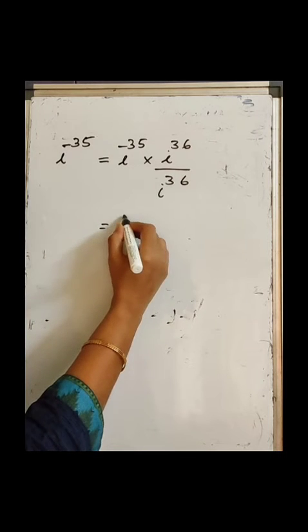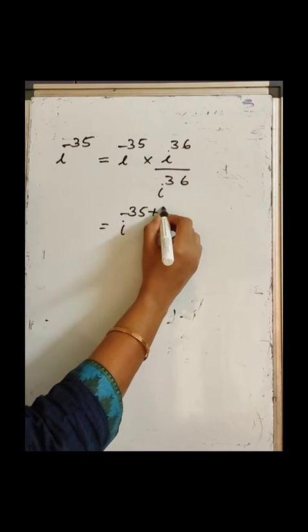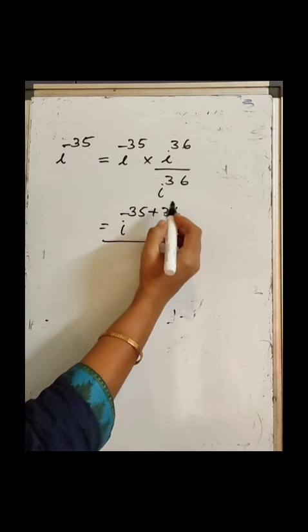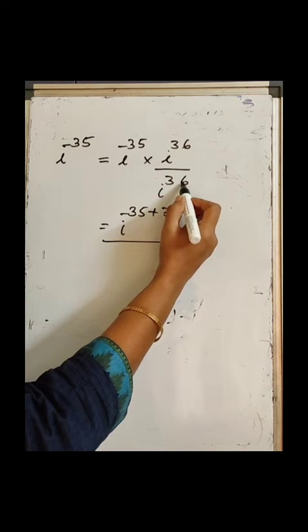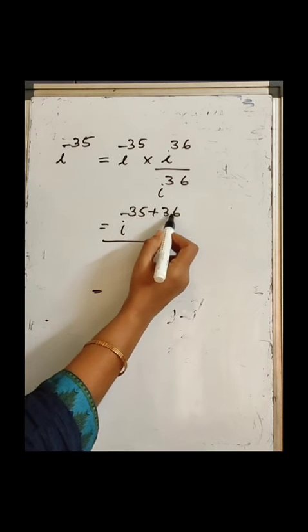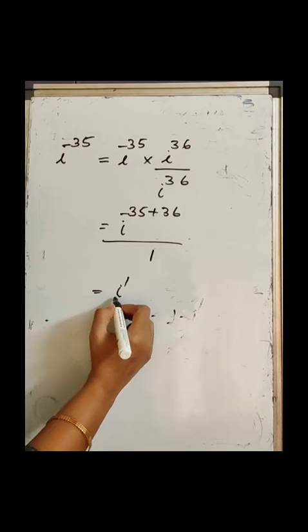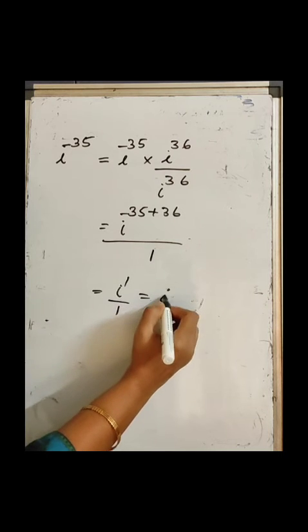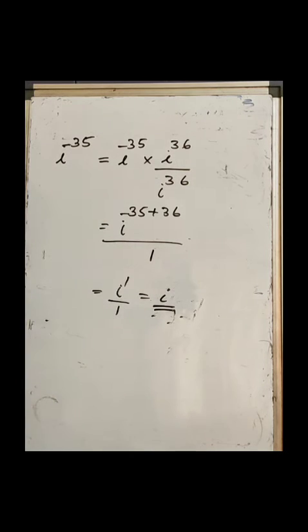So it is i raised to minus 35 plus 36 divided by i raised to 36. It is 4 into 9, so automatically it will be 1. So minus 35 plus 36 is i raised to 1 by 1. So answer is i. This is the easiest method to find the negative power of i.